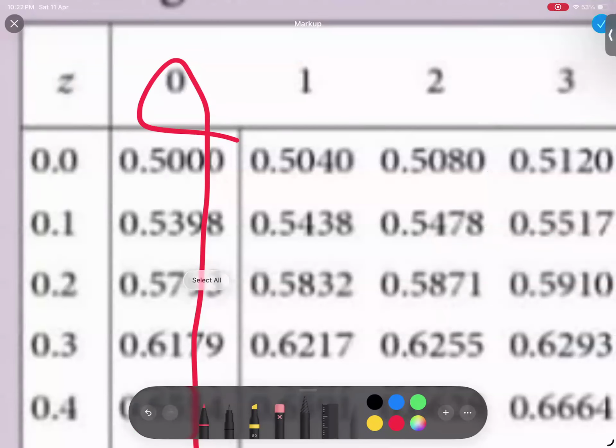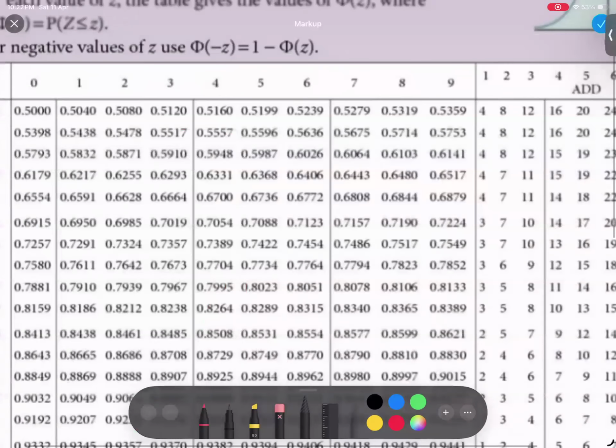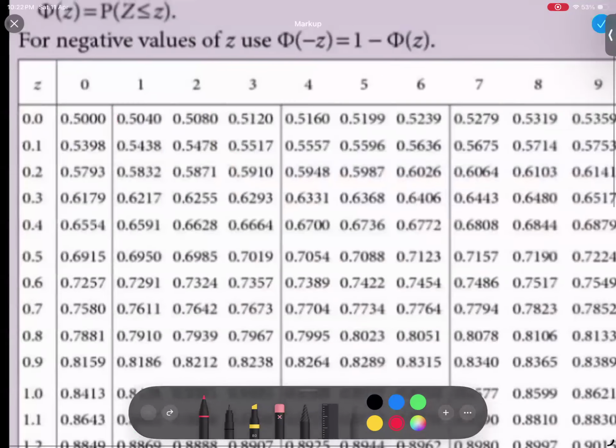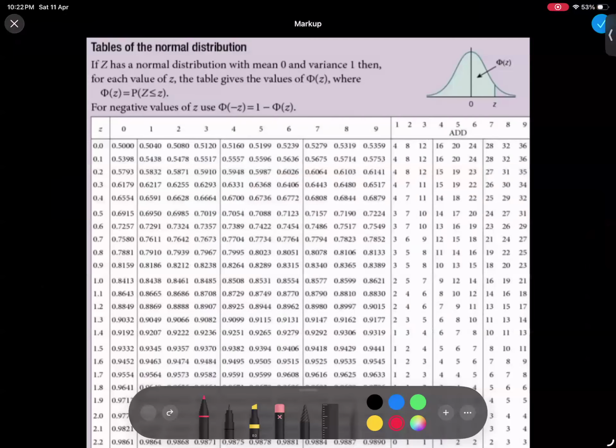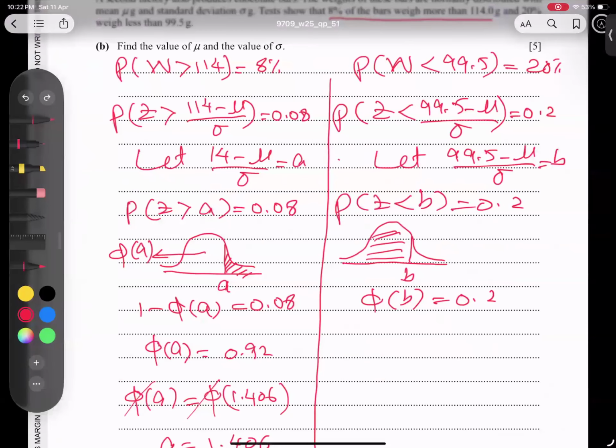Let me erase it. Hold on. Okay, I'm going to show once again. The lowest value in the table is 0.5. You cannot get less than this. So that is why it is impossible to solve this question in this condition and the right condition. So it is less than 0.5.